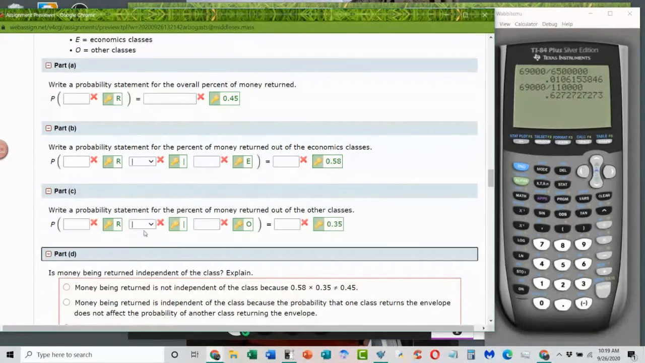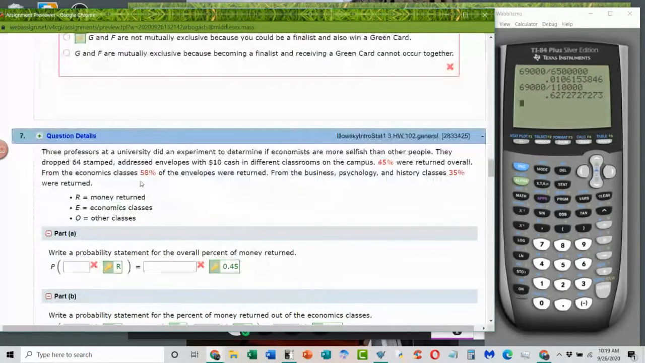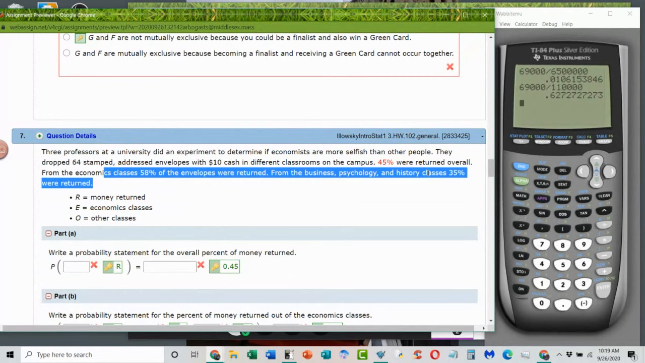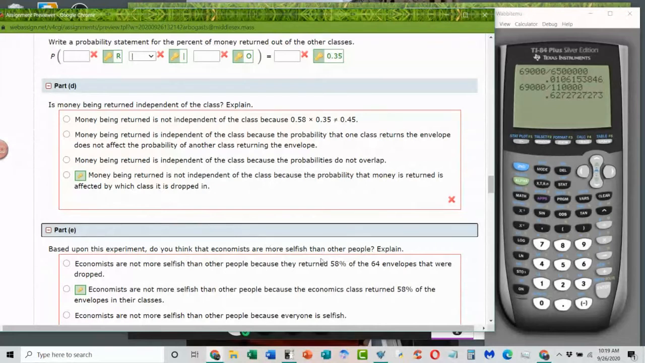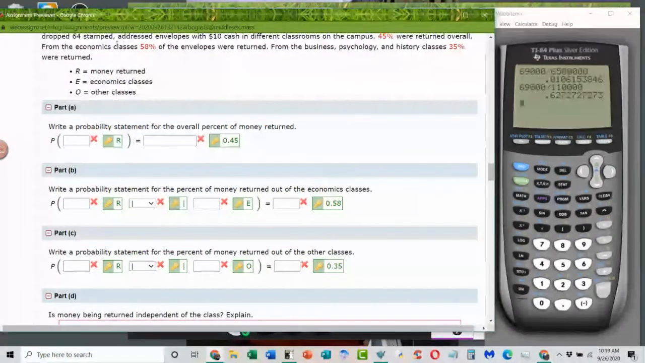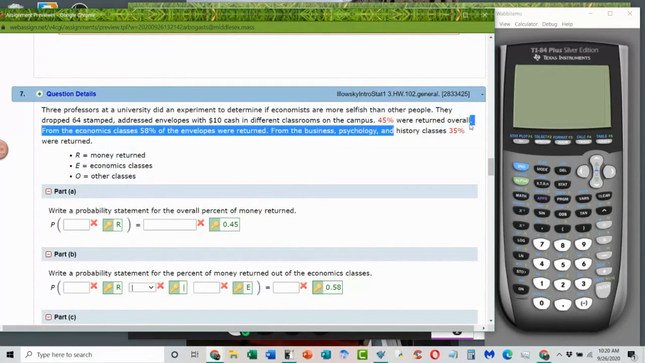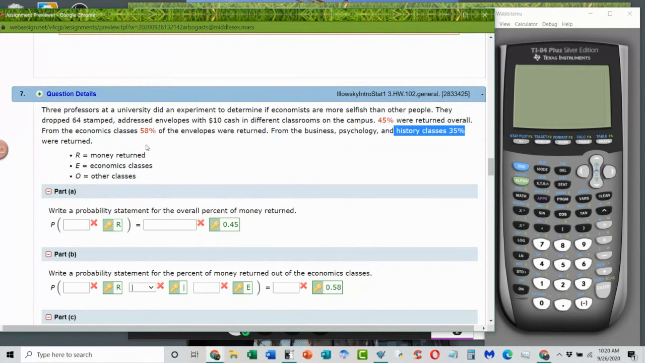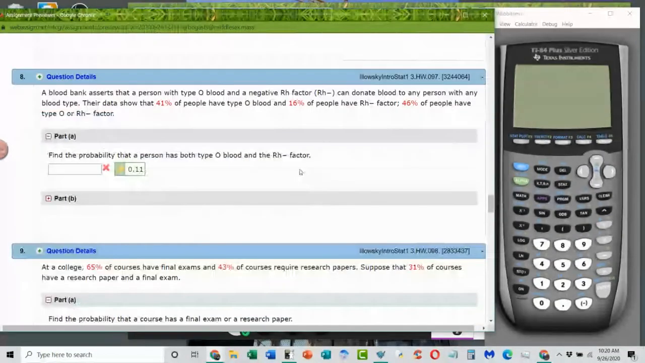And then, is the money being returned independent? Again, it's no, because you're more likely to return the money if you were in an economics class than if you were in one of the other classes. And do you think that they're more selfish? Here they say that they're not, because more people who were in economics returned the money than those who didn't. More than 50% of the people who were in economics class returned the money, whereas less than half of the people who were in the other classes returned the money. So these people were less likely to keep the money for themselves. Seems like a weird question. I don't even understand why they asked that.